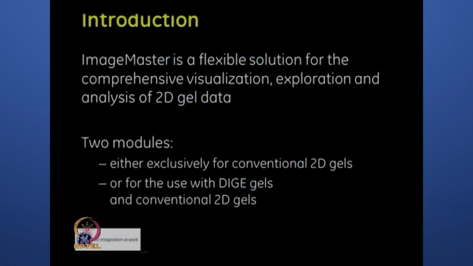Hello Dr. Srivastava. Today I would like to explain the workflow of Image Master Platinum. It is very important software to analyze 2D gels, especially when we have a large number of gels. It's impossible to analyze manually. So, this software plays a key role in the analysis part. As you can see, there are majorly two modules available. Image Master is a flexible solution for the comprehensive visualization, exploration and analysis of 2D gel data.